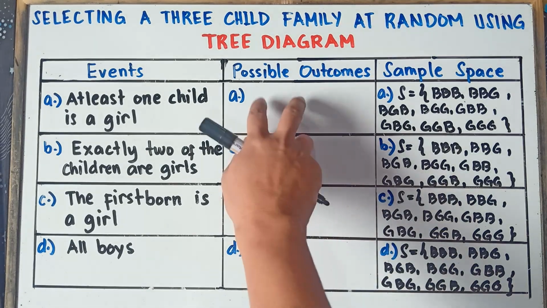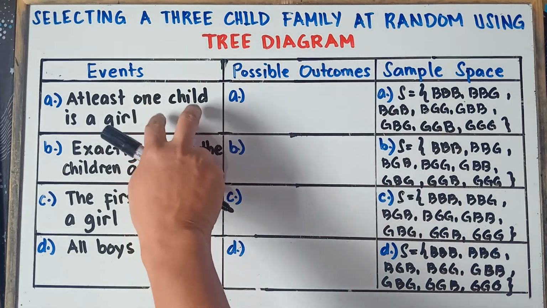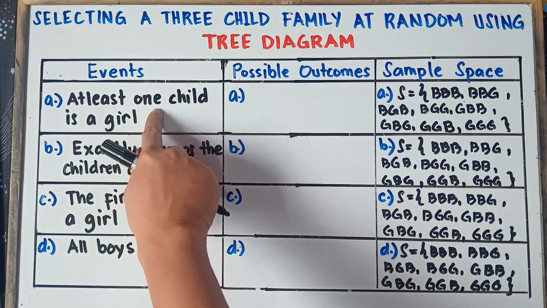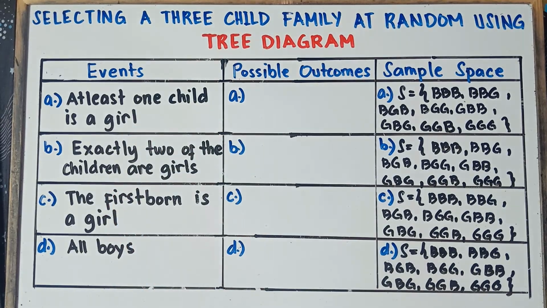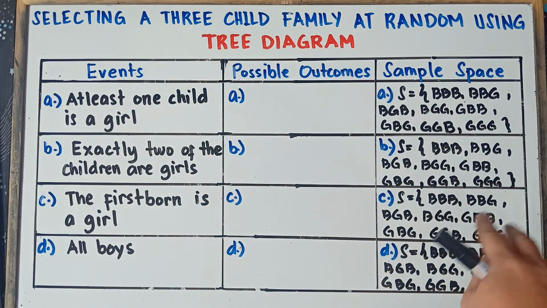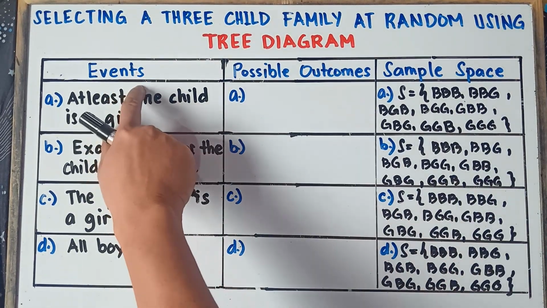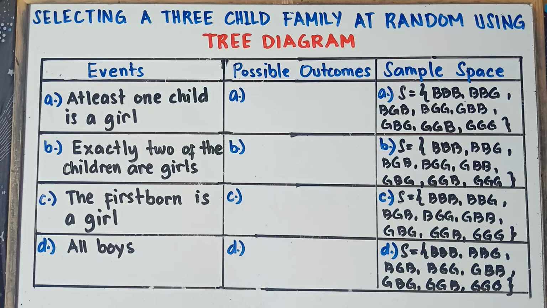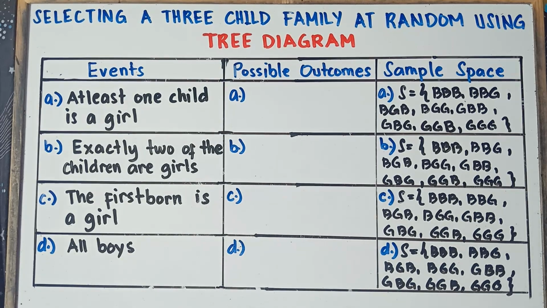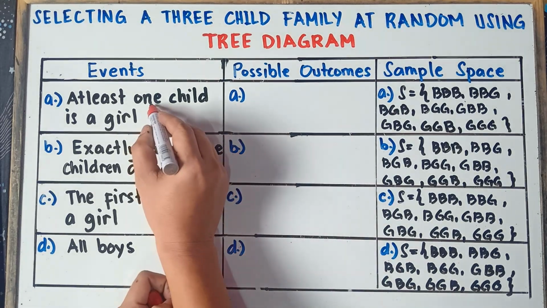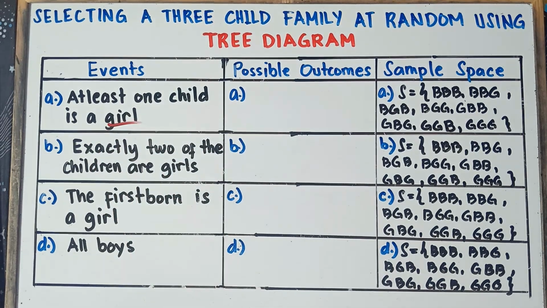Alright, so let's answer this one. Possible outcomes with regards to our events. At least 1 child is a girl. So check that one out, class, with regards to the sample space. Once again, class, an event is just a part of the sample space. So we are looking for at least 1 child is a girl.